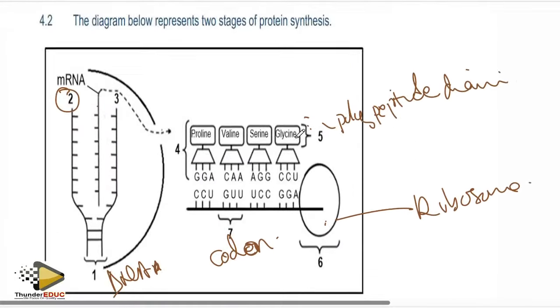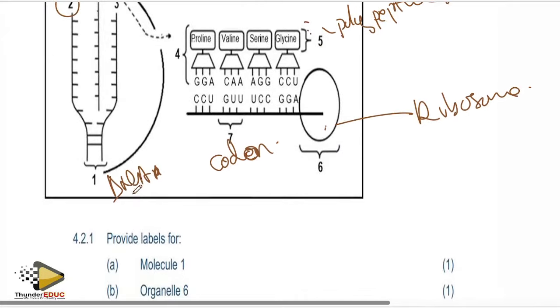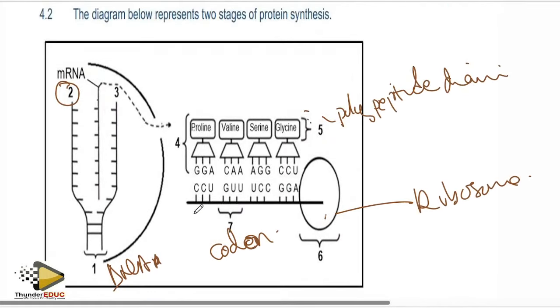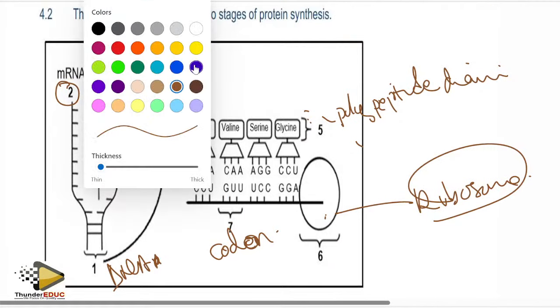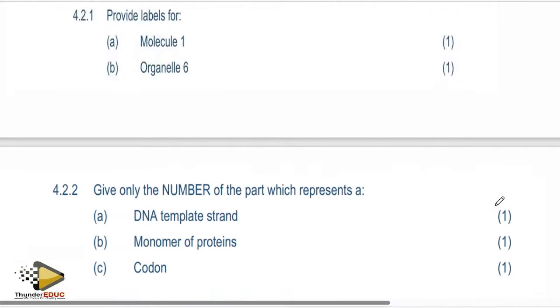Provide the molecule number one. Molecule number one is the DNA double helix. It's double stranded DNA. Then the organelle, number 6, is the ribosome. So we talked about it.